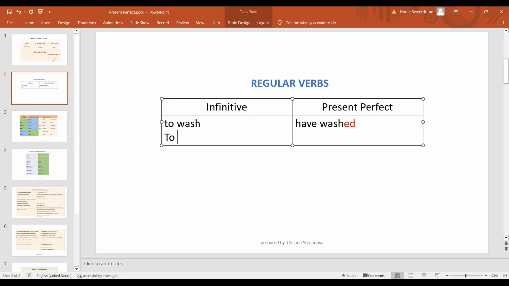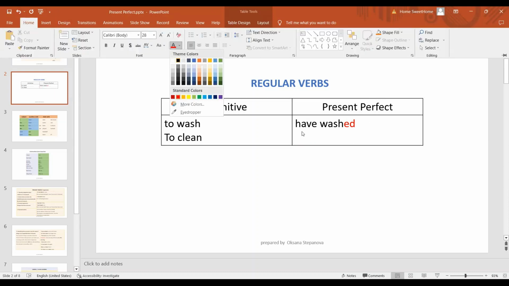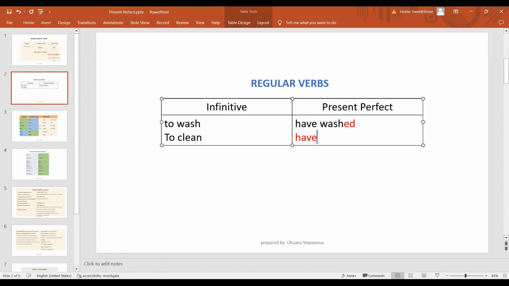For example, to clean. And here we put it into present perfect. It's in red color somehow. Okay, just let me change it to black. Have cleaned. Have cleaned.